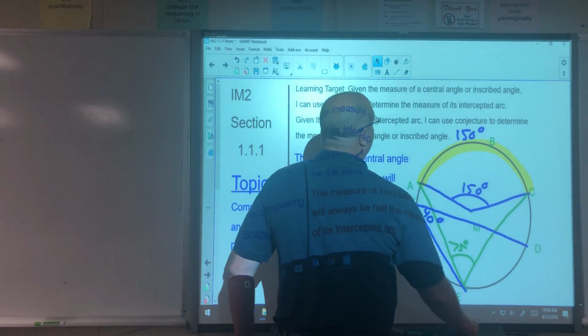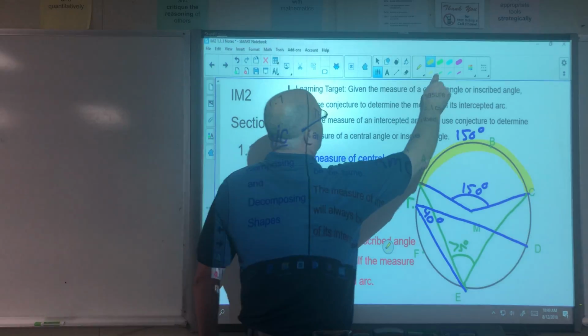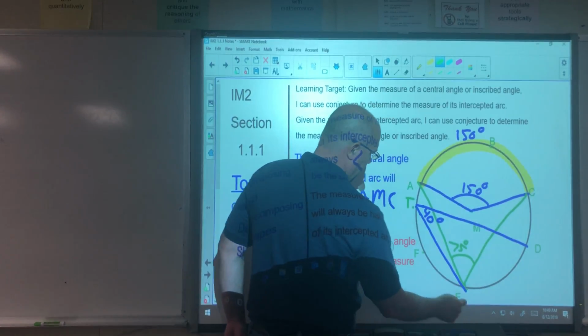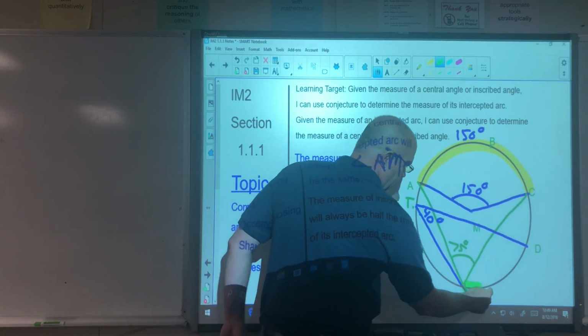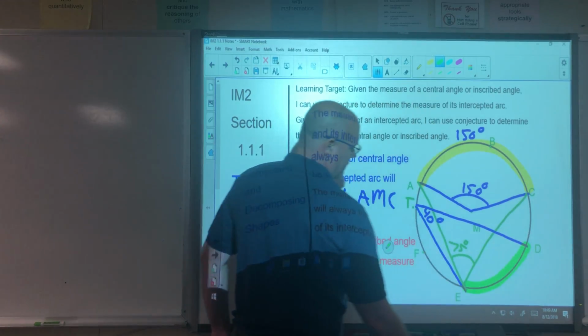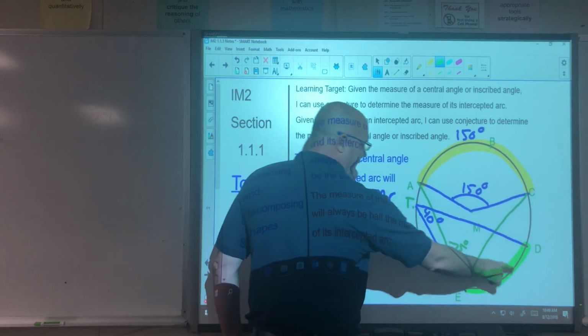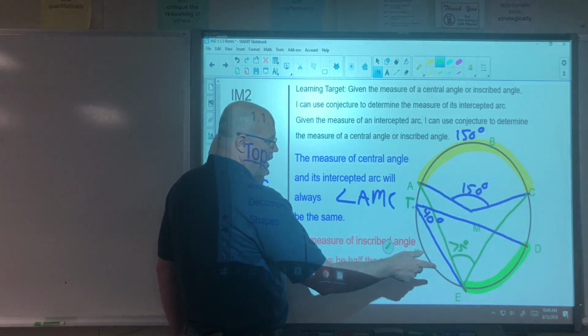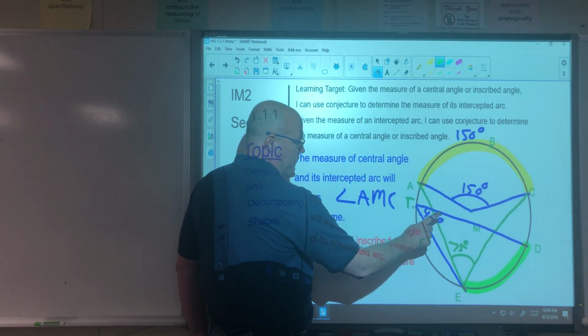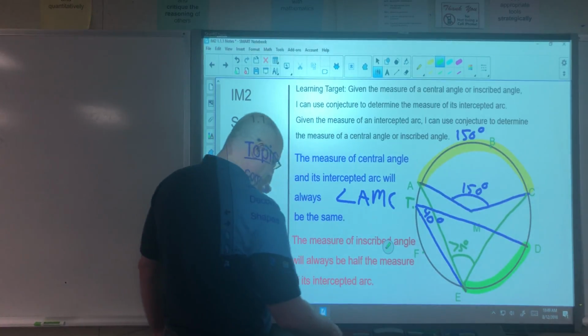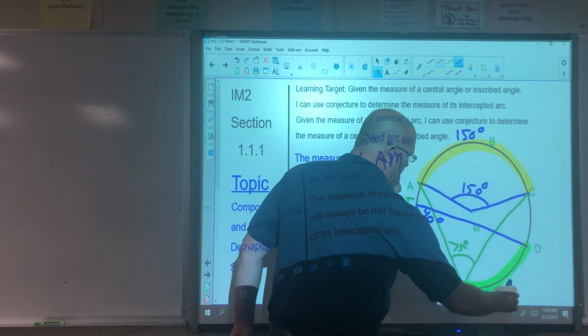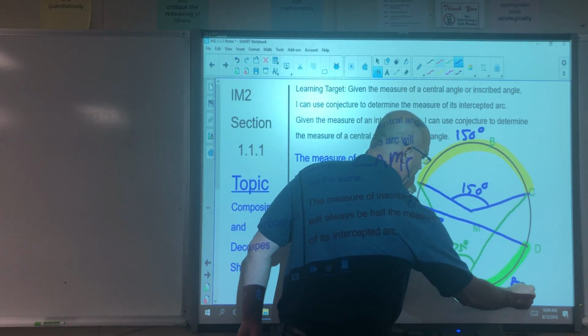So then what is its intercepted arc? Well, the intercepted arc would be from E to D. What would be the arc measure? Well, we know that the angle is half the arc, so if we go the other way, we're going to double 40. 40 times 2 is 80, so this arc measure here would be 80 degrees.